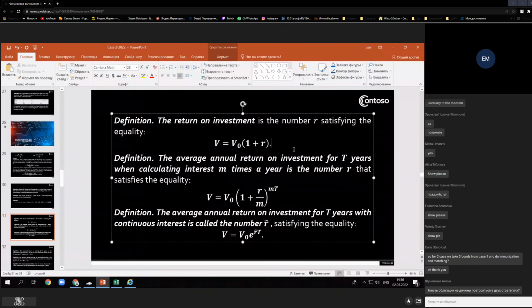If you want to calculate the average annual return of investment, you should use this formula. I think it's quite clear. This is how to calculate the average return of investment when calculating interest M times per year. And in case you consider continuous interest rates, which sometimes can happen and will be more comfortable, you should use this formula to get the number R. Okay, I think everything is clear about how to estimate.